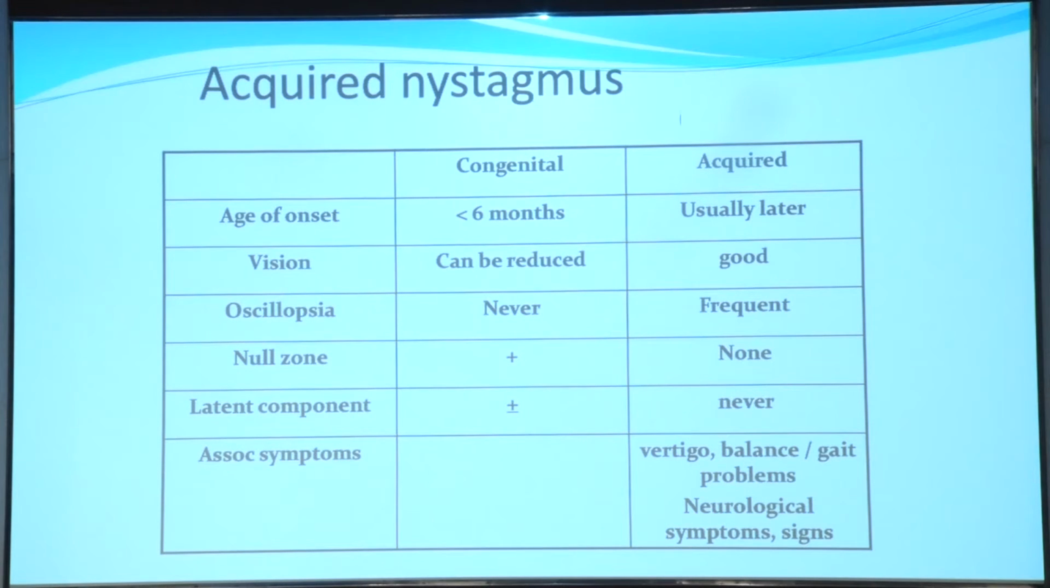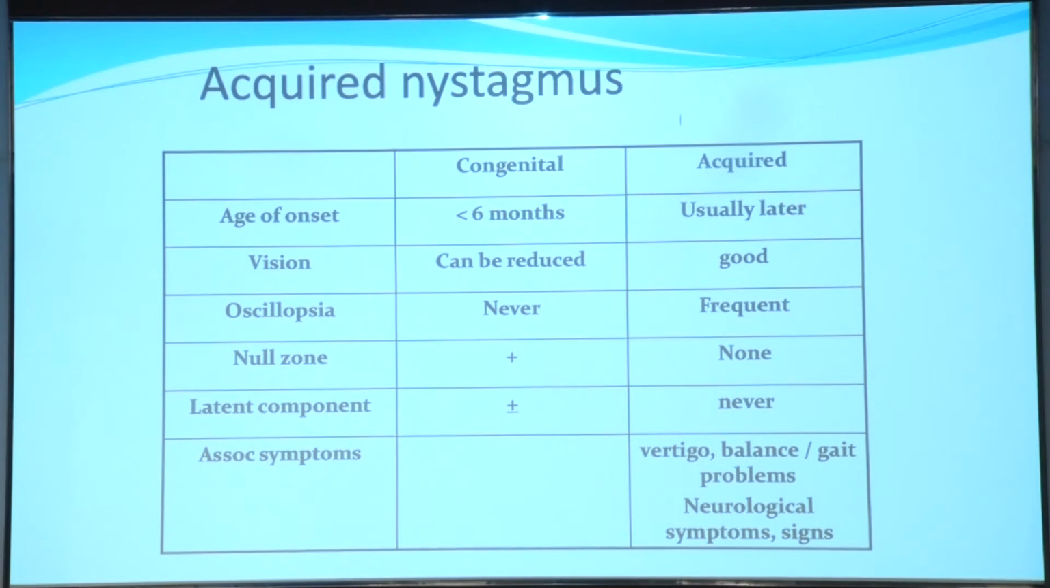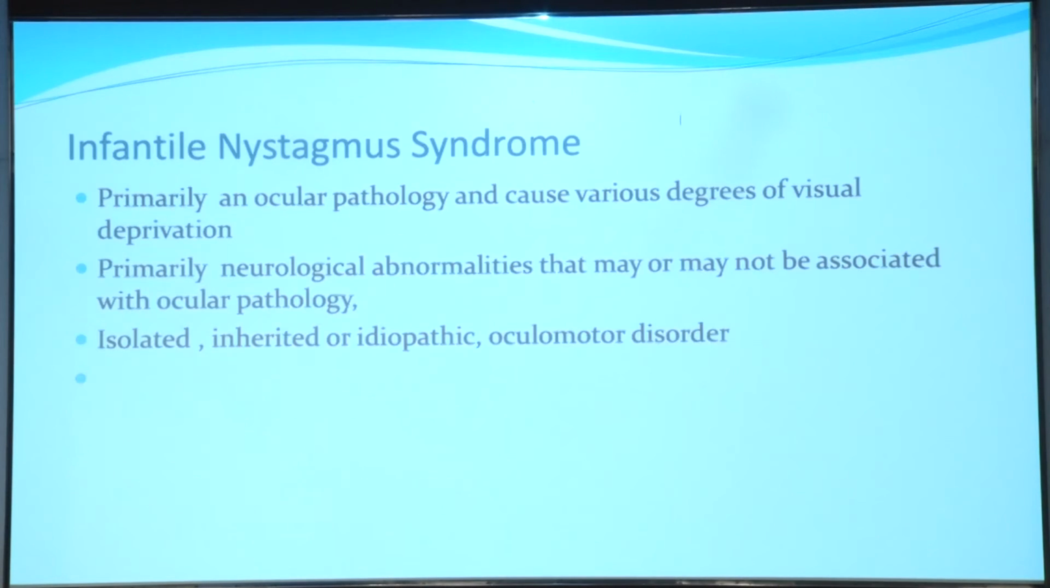The null zone is generally seen in congenital nystagmus, while you have no null zone in an acquired nystagmus. Oscillopsia is a common complaint in an acquired nystagmus. The latent component is absent in an acquired nystagmus, and there will be associated neurological signs and symptoms. So this is the list of pathological nystagmus. More commonly what we see in children is congenital nystagmus, in the form of infantile nystagmus syndrome or a fusional maldevelopmental syndrome. These are the two most common kinds of nystagmus we usually see in children.